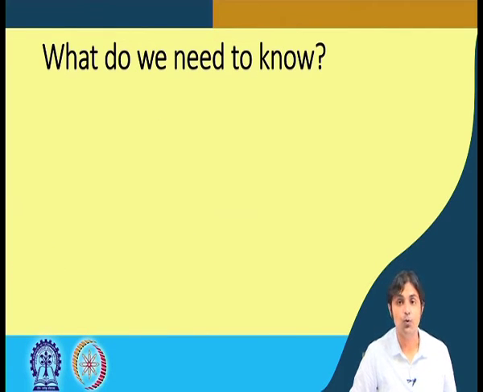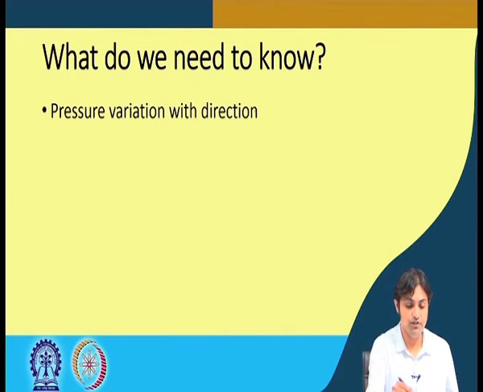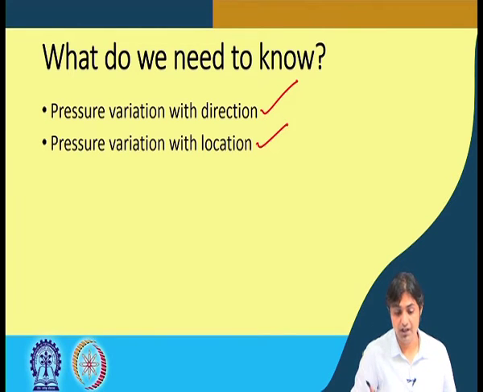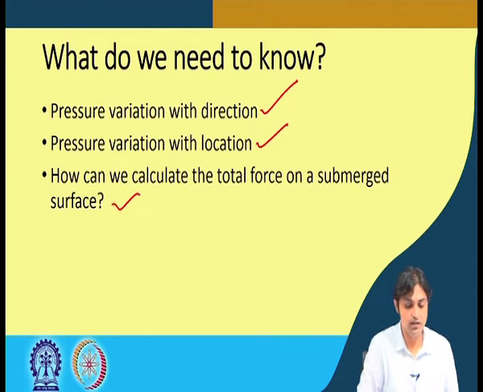What do we need to know while studying about pressure? We need to know the variation of pressure with direction. We also need to know pressure variation with the location. Direction is, say, at what angle theta, for example, location is at what depth, and how are we able to calculate the total force on the submerged surface. Okay, so these are the 3 questions that we are going to answer today.